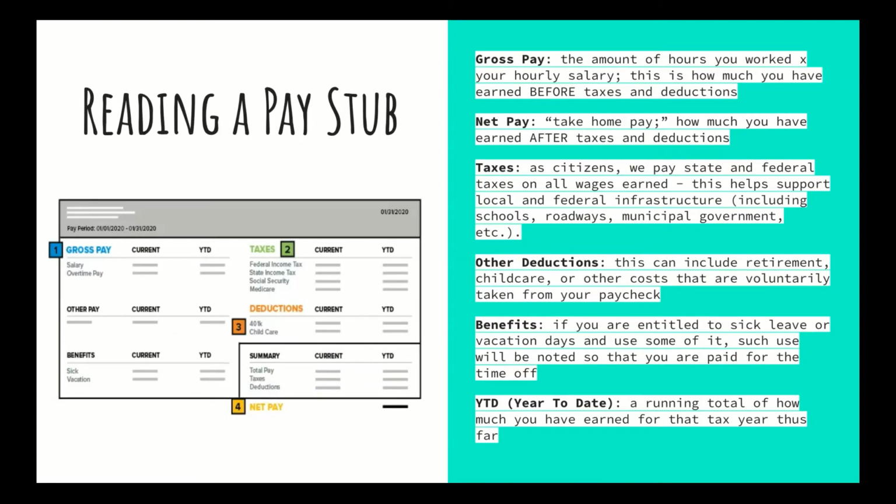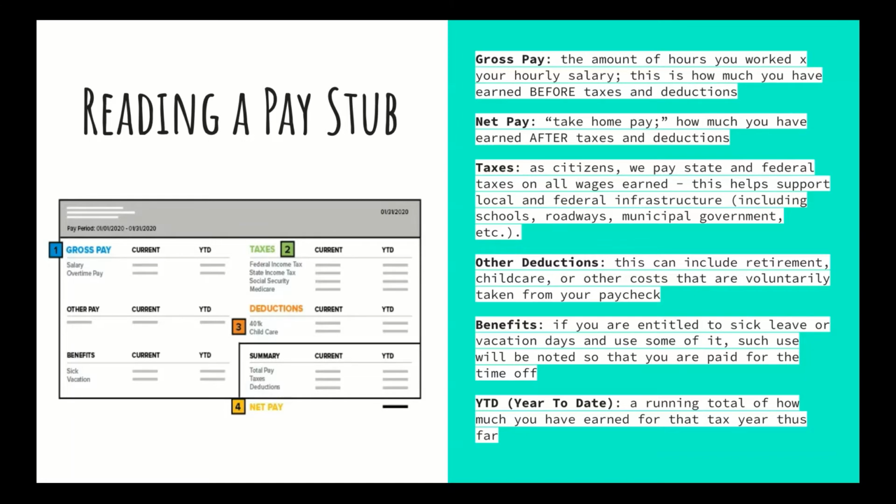Okay, so reading a pay stub, these are the most important information pieces that you'll want to look out for, okay? So your gross pay. Your gross pay is the number of hours you worked multiplied by your hourly wage or your hourly salary, okay? So this is how much you have earned before taxes and deductions. So your gross pay is going to look like a lot. It's going to be substantially more than your net pay, which is unfortunate. However, it is because your net pay, which is your take-home pay, is how much you've earned after taxes and deductions, okay?